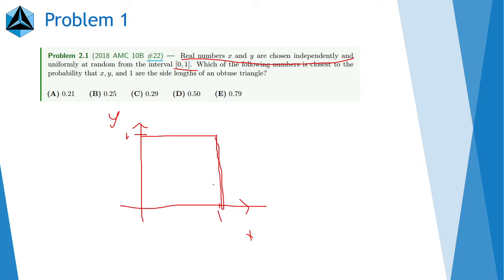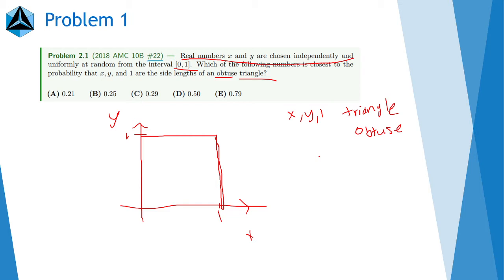But with this problem, there are 2 conditions. With the words obtuse triangle, first of all, we need x, y, and 1 to form a triangle, and then we also want it to be obtuse. For it to form a triangle, we can just use the triangle inequality. This has 3 inequalities: x plus y is greater than 1, x plus 1 is greater than y, and y plus 1 is greater than x.